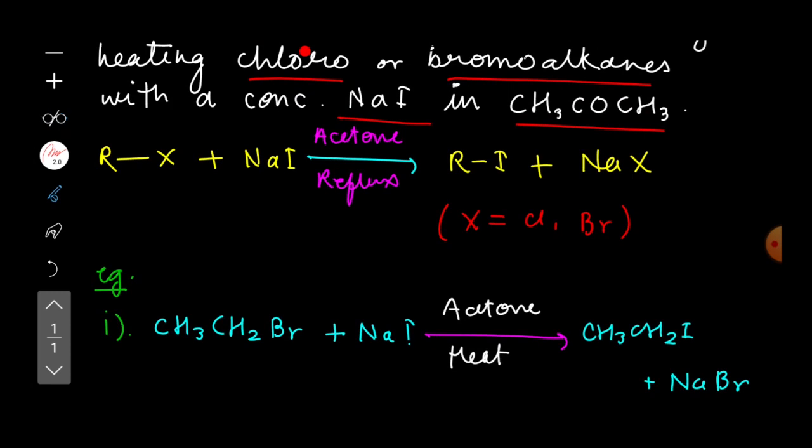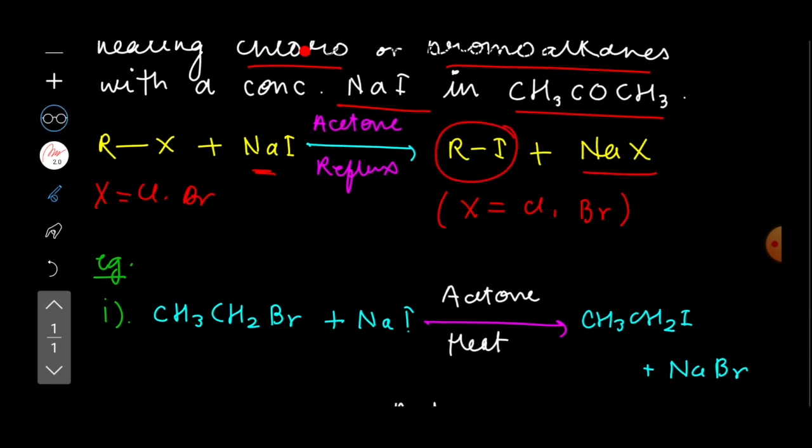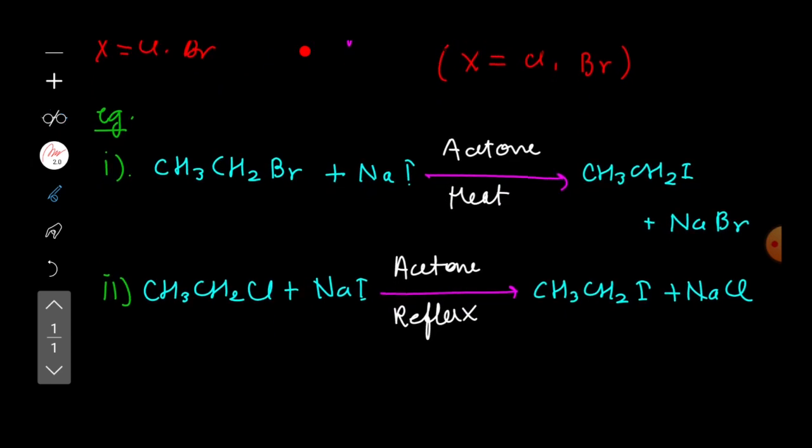This is the general equation where the alkyl halide, where halides are chlorine and bromine, when treated with sodium iodide in presence of acetone, is converted into iodoalkane and the co-product is sodium halide. If we take the example of bromoethane, when bromoethane is heated with sodium iodide in presence of acetone, this is converted into iodoethane.